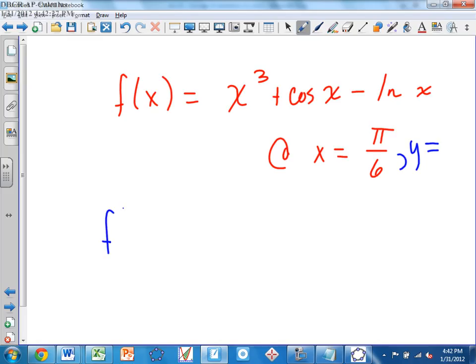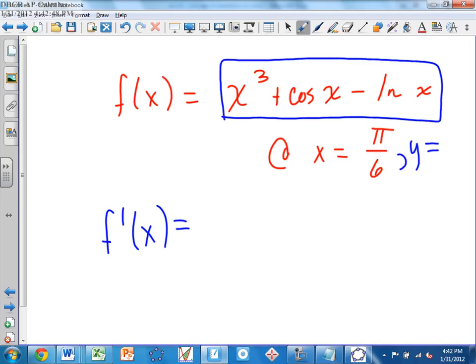Now, what I want you guys to notice is this. When you plug in pi over 6, you definitely want to use your calculator here. We can leave everything in terms of natural logs and cosines, but it will become very messy. Does anybody want to do this for me? Just plug this into y1. What is it? 1.65.